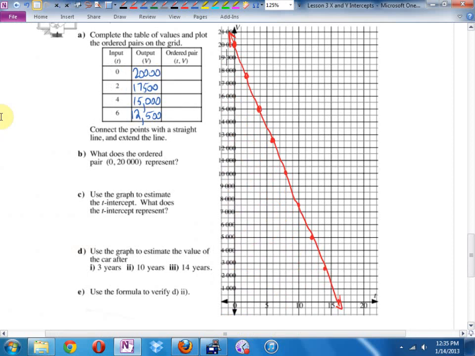Is that okay, Ashley? Okay, let's answer some questions. So it said connect the points in a straight line, extend the line, done. B. What does the ordered pair (0, 20,000) represent?